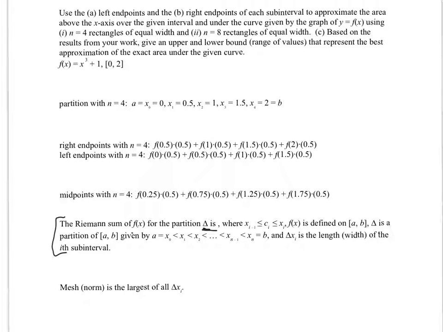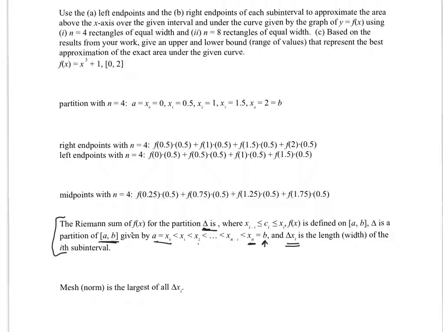Delta is a partition of the interval from a to b, given by a, which again is represented by x sub 0, then x sub 1, x sub 2, and in general up to n number of rectangles. And x sub n, again, will be our b value, the last part of our x interval. And delta x sub i is the length of the ith subinterval.